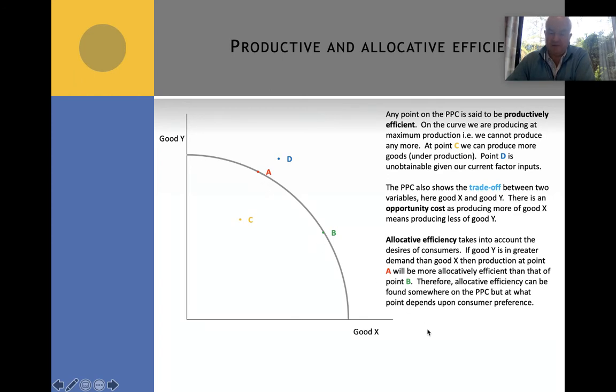Okay. So we're combining a couple of principles here. We're obviously talking about productive and allocative efficiency, but we're also showing how we can use the production possibility curve to show a number of concepts, from opportunity cost to underproduction, and also points at which we can't produce given the current level of factors of production that are available to us.